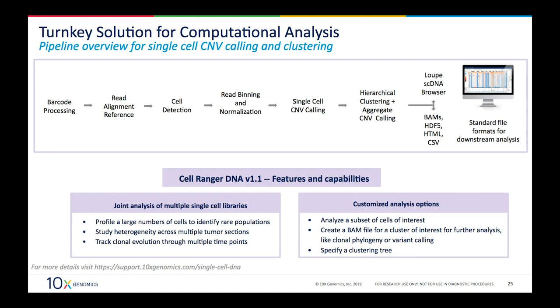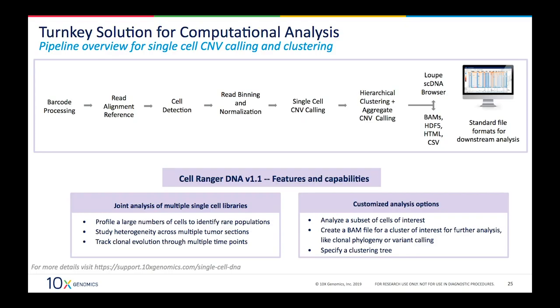And the outputs of the pipeline are standard file formats. It'll give you a BAM file, HDF5, and all sorts of standard files, as well as a Loupe scDNA compatible file that you can use on the Loupe scDNA browser.